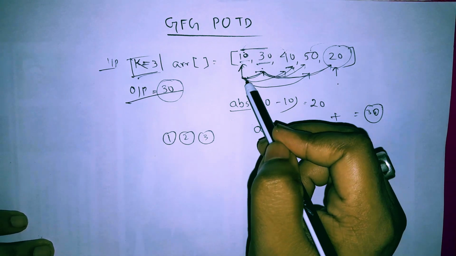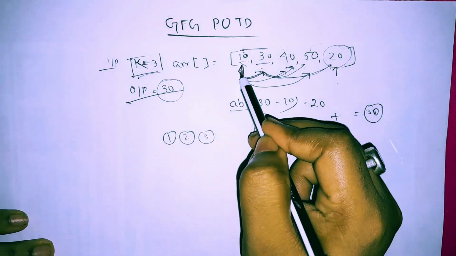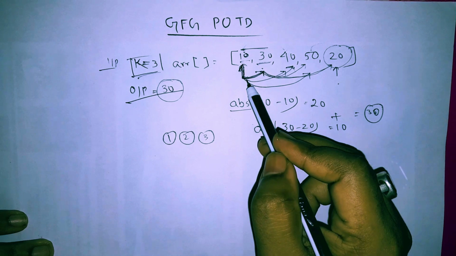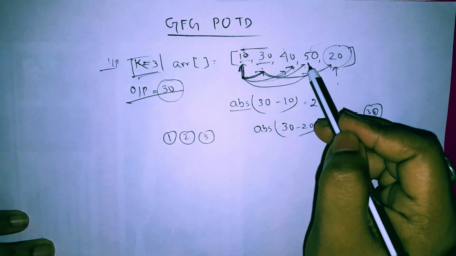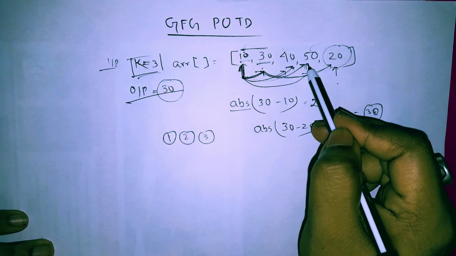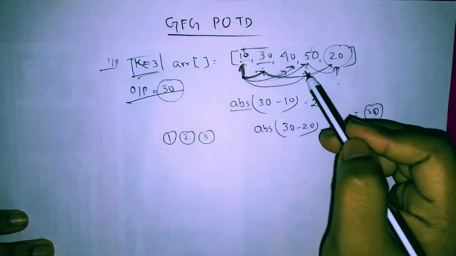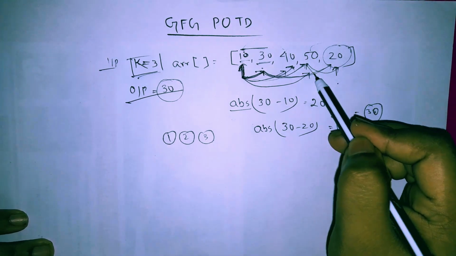At first, I can jump to 30 from here. At first I am here. Okay, at first I can jump to 30, or I can jump to 40, or I can jump to 50. When I am at 50, I have only one choice: I jump to 20. Only one jump is allowed here, because if I make two jumps, I will be out of bound.